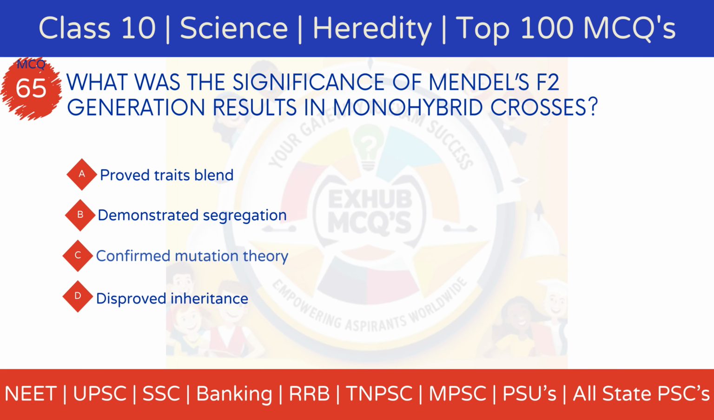MCQ 65. What was the significance of Mendel's F2 generation results in monohybrid crosses? Option A, proved traits blend. Option B, demonstrated segregation. Option C, confirmed mutation theory. Option D, disproved inheritance.